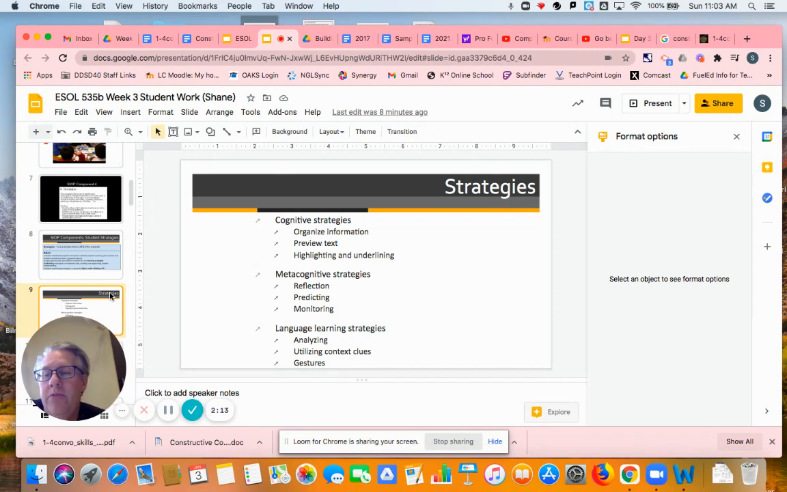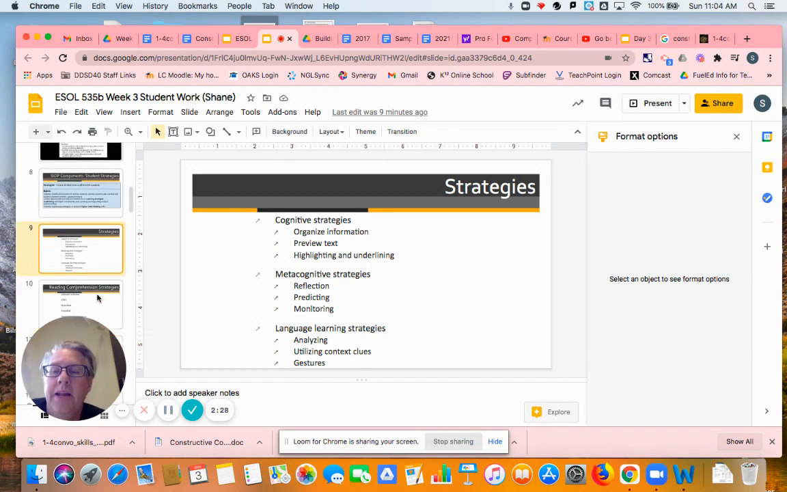And then, of course, embedded throughout in terms of strategies, we have the language learning strategies that include the analyzing, looking at, again, more specific, utilizing context clues, which goes back into vocabulary and how we are making those connections, and, of course, gestures as well. So we're going to be looking at that.